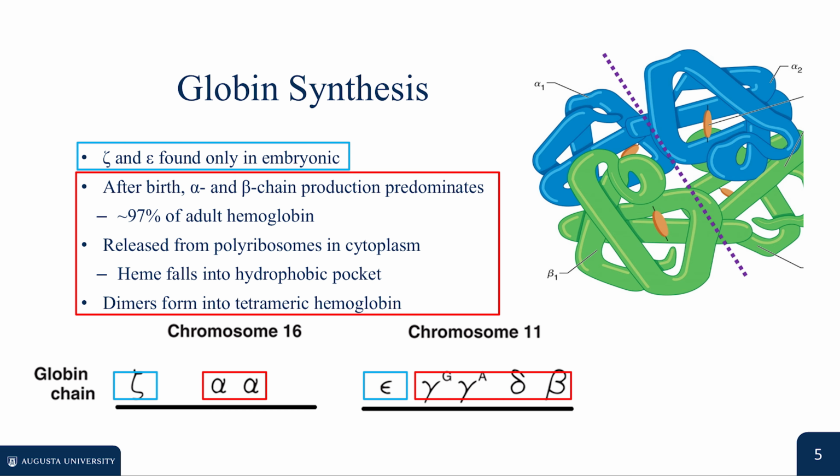During early embryonic development, expression is restricted to zeta and epsilon chains. However, as hematopoiesis shifts from the yolk sac to the liver and bone marrow, alpha and beta chain synthesis takes over, forming the predominant globin backbone required for adult life. As these globin peptide chains are released from the cytoplasmic polyribosomes, newly produced heme molecules slip into their designated hydrophobic pockets.